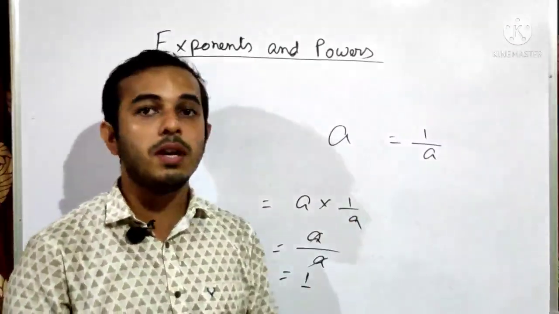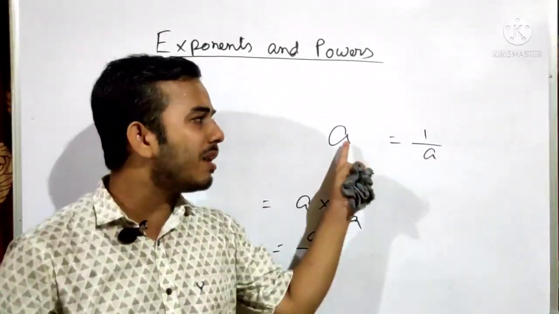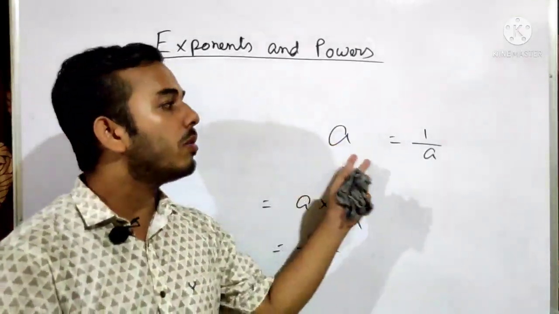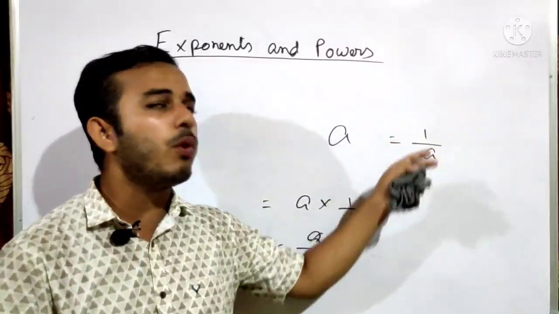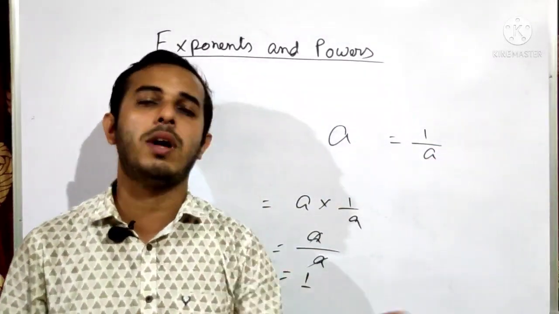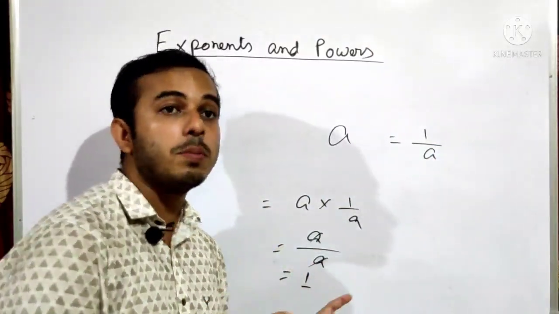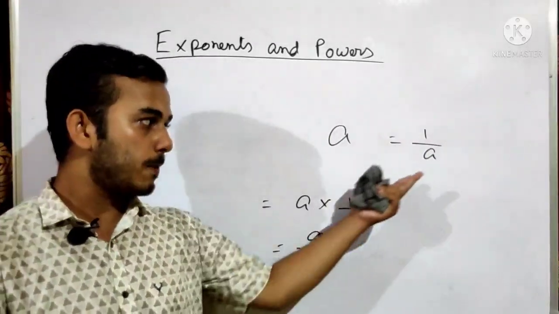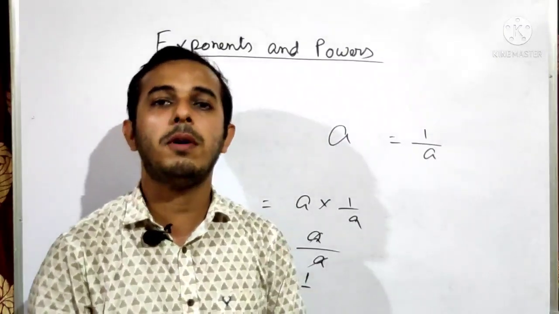Clear? A represents every number. In place of a, if we write any number, 10, 100, -10, -6, or any other number, the multiplicative inverse of that number will be 1 by a. Just divide 1 by the given number. This is also known as the reciprocal. If a question comes to find the reciprocal, you have to divide 1 by the number.